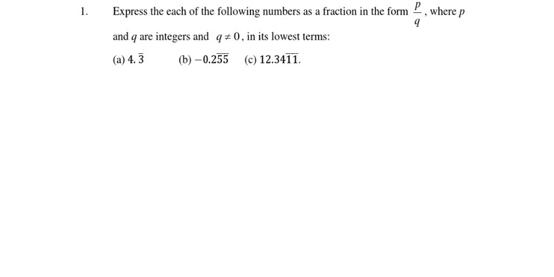So basically, these are what we call rational numbers. A rational number is a number that can be expressed in the form of p over q. In other books, they will say it can be expressed in the form of a over b, where b is not equal to 0, and a and b are integers. So in this case, this is what we're going to be doing.